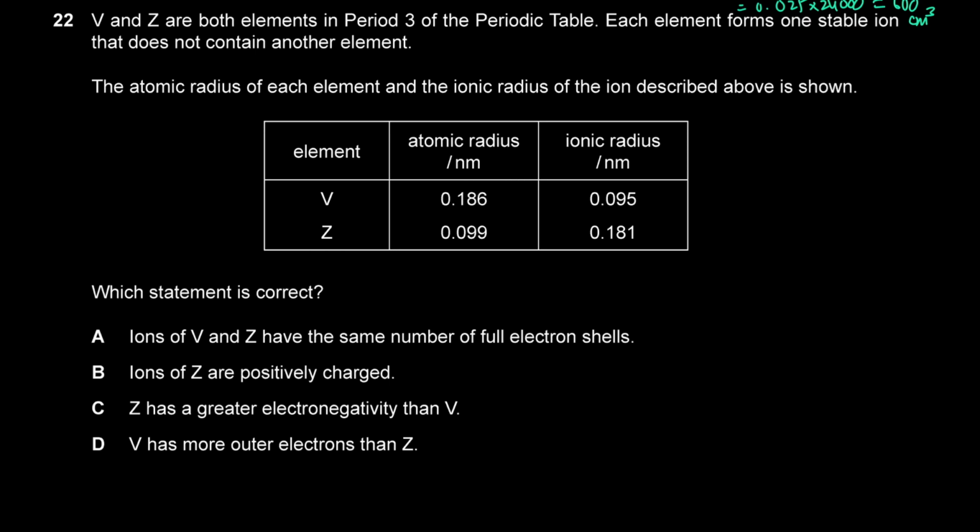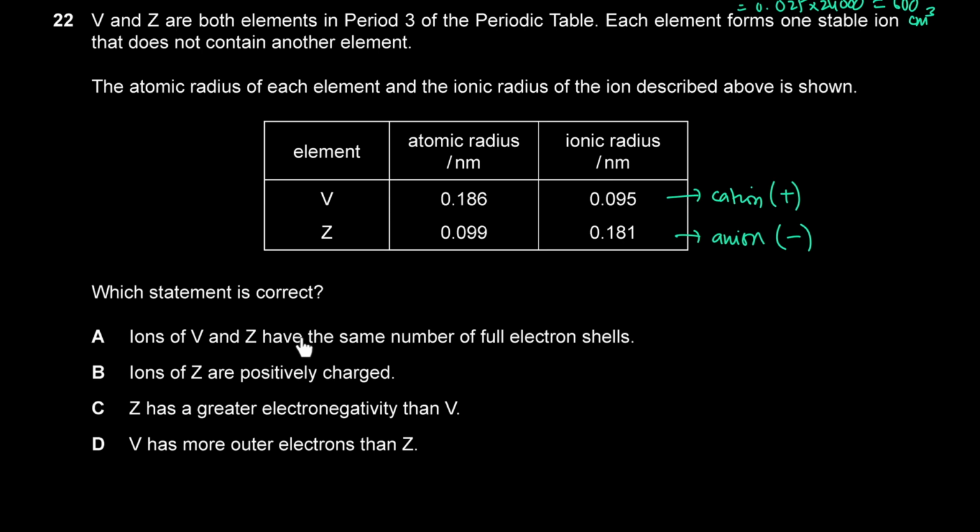Is V a cation or an anion? V must be a cation, right? Because in cations we have fewer electrons, right? Usually we have fewer shells, which means that the ionic radius is smaller than the atomic radius, okay? So V is a cation, in other words, a positively charged ion. In the case of Z, the ionic radius is greater than the atomic radius, which means that the ion of Z must be an anion, right? The ion of Z must be an anion, so it's a negatively charged ion.